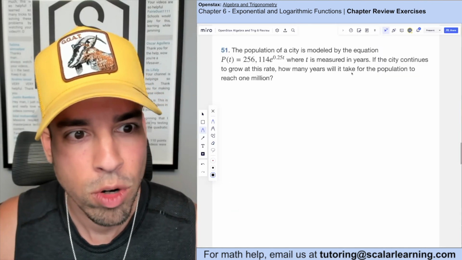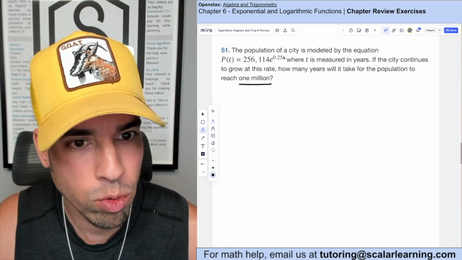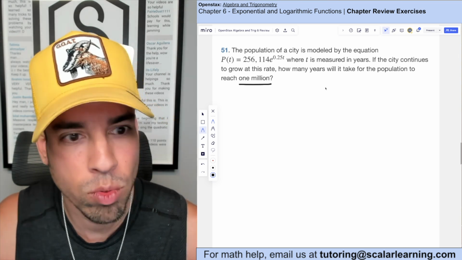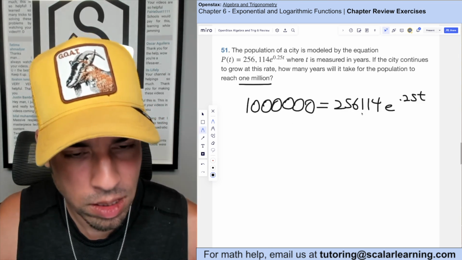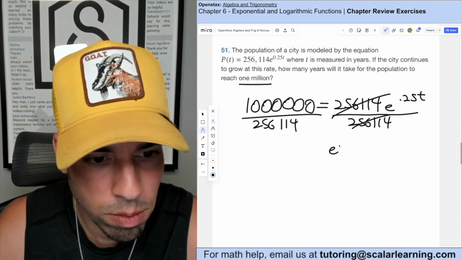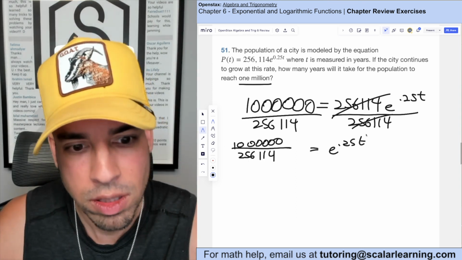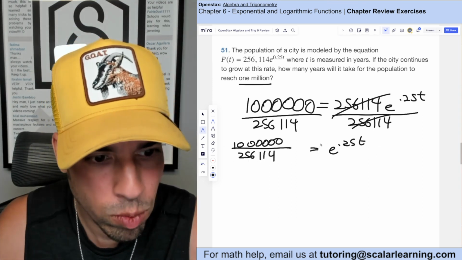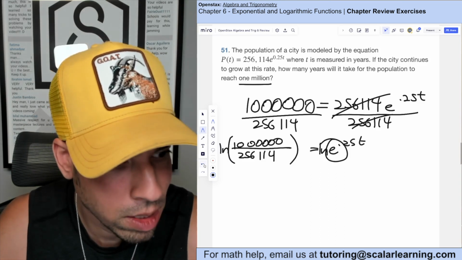Done. So for this question, it says, how long will it take for the population to reach 1 million? Meaning we're solving for t when P equals 1 million. So let's plug and chug. So we're going to start by dividing both sides by 256,114. So this will cancel out, and we get e to the 0.25t equals this crazy thing. Now to bring this exponent down and solve for it, we want to take the log of both sides. I'm choosing natural log because we've got this nice base of e here.